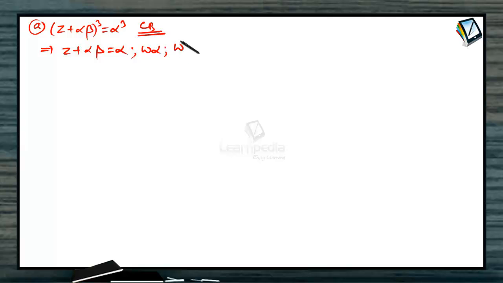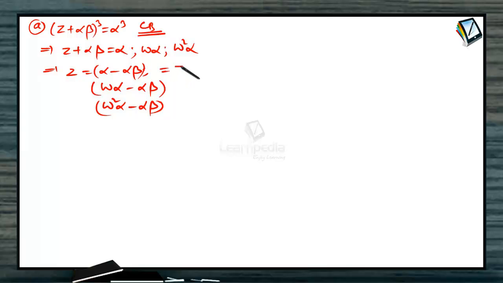First of all, let us proceed to the item A, under which you are given (z + αβ)^3 = α^3, which can be written as z + αβ = α if you take cube root on both sides. Then you will get z + αβ is α, ωα and ω^2α from the definition of cube roots of unity. Thereby you can find out z as α − αβ, ωα − αβ and ω^2α − αβ as the three roots of this z.